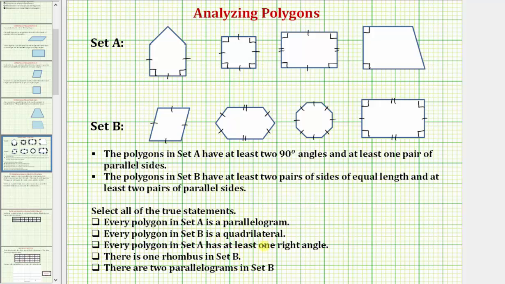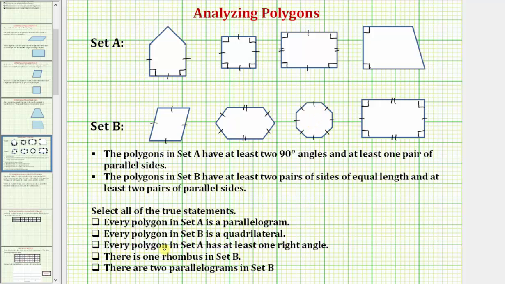Remember, a quadrilateral is a polygon that has 4 sides. So notice how these two polygons are not quadrilaterals because they do not have 4 sides, and therefore the second statement is not true. This polygon has 6 sides, so it's called a hexagon, and this polygon has 8 sides, and therefore it's called an octagon. And because all 8 sides have the same length, we can also call this a regular octagon.